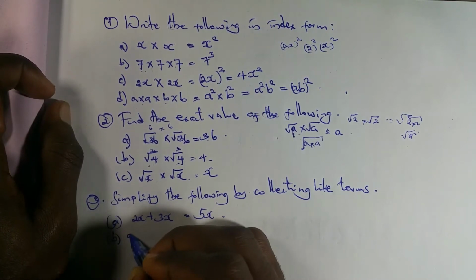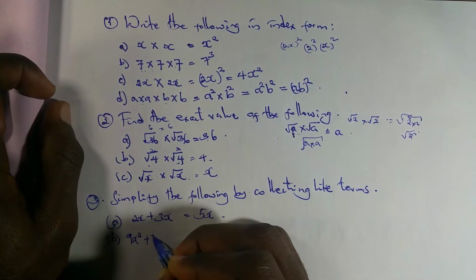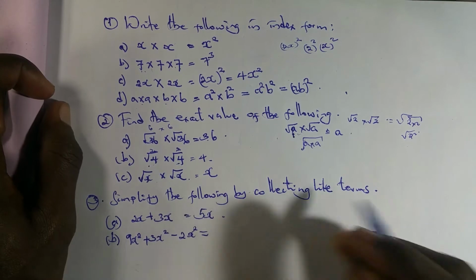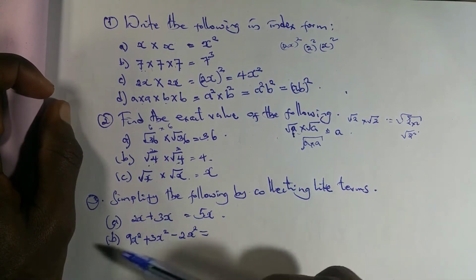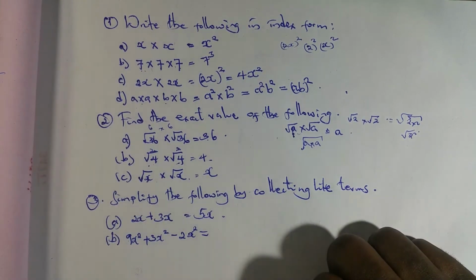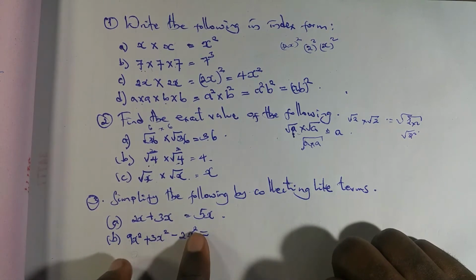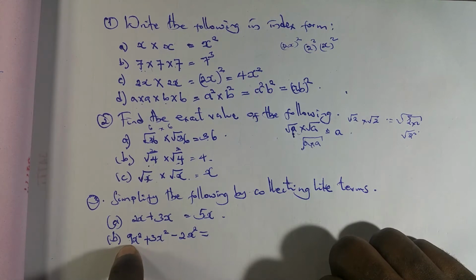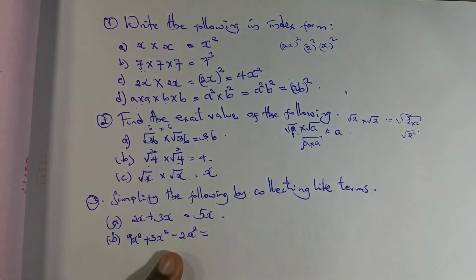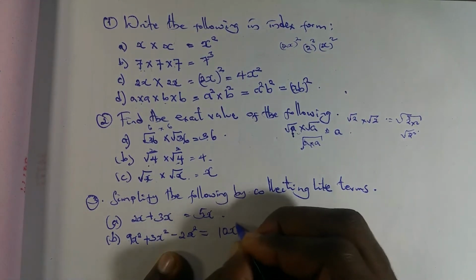Another one, let's say 9x squared plus 3x squared, then minus 2x squared. They are still of the same term. We are just going to combine the x squared, just like here. Here we are basically testing collecting of like terms. All the terms are in x squared, so you get their coefficients to determine the coefficient of the final one, and you just attach x squared. So 9 plus 3 is 12, minus 2 is 10. So this one is going to be 10x squared.